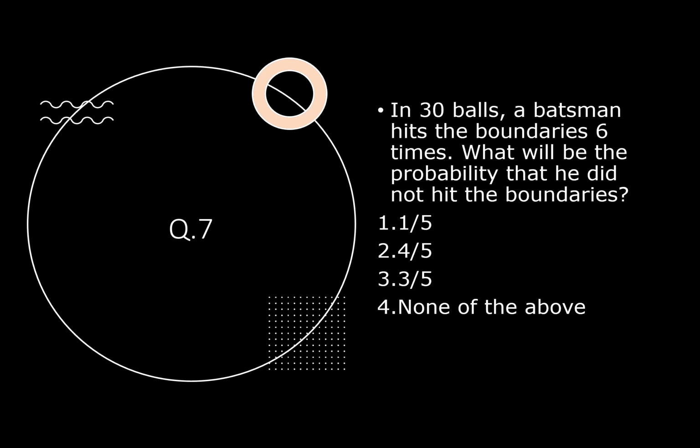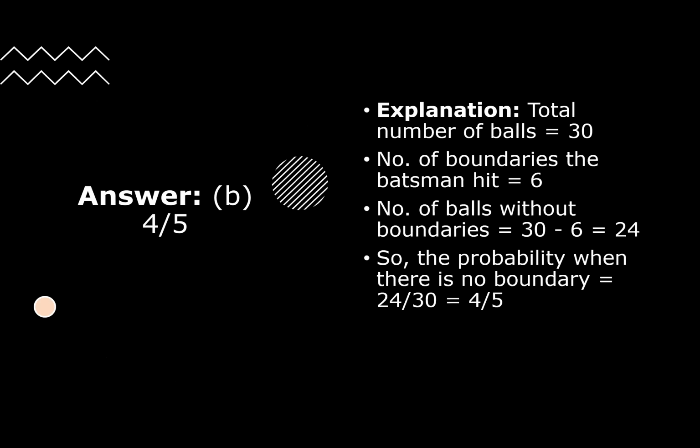Question number 7. In 30 balls, a batsman hits the boundary 6 times. What will be the probability that he did not hit the boundary? 1 by 5, 4 by 5, 3 by 5, or none of the above? It's 4 by 5. As we know, the total number of balls is 30. Total boundaries the batsman hit was 6. And the number of balls without a boundary was 30 minus 6, which is 24. So the probability when there is no boundary is 24 by 30 and the answer would be 4 by 5.